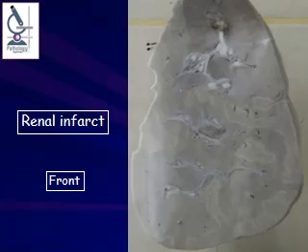This is the actual jar showing renal infarct. Just for your knowledge, whenever we describe an infarct in coagulative necrosis, it always has the same description. It's triangular in shape or wedge shaped. The base is directed towards the capsule and the apex is directed towards the hilum, and there are multiple lesions.